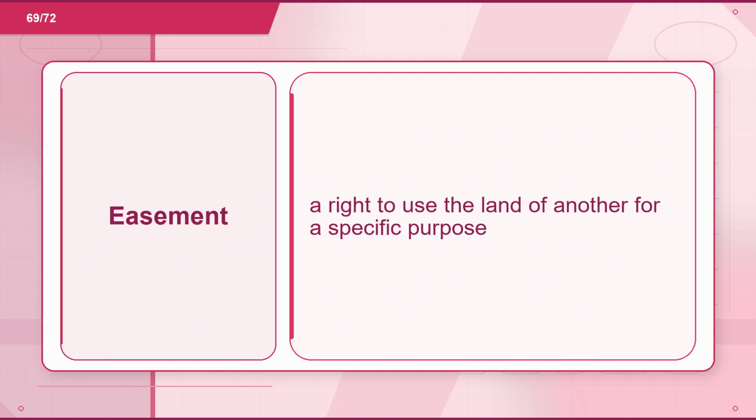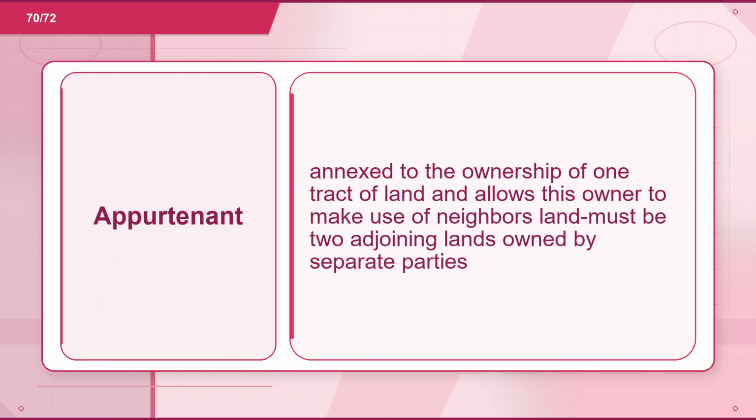Flashcard 69, term: easement. Definition: a right to use the land of another for a specific purpose. Flashcard 70, term: appurtenant. Definition: annexed to the ownership of one tract of land and allows this owner to make use of neighbor's land. Must be two adjoining lands owned by separate parties.